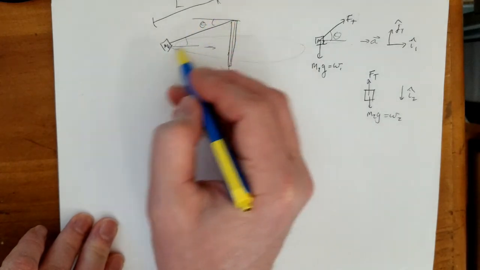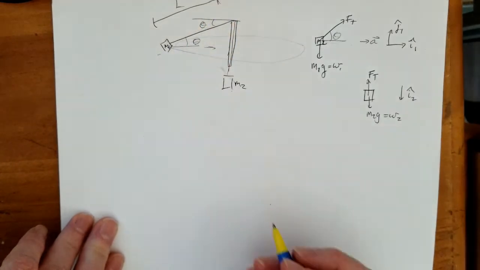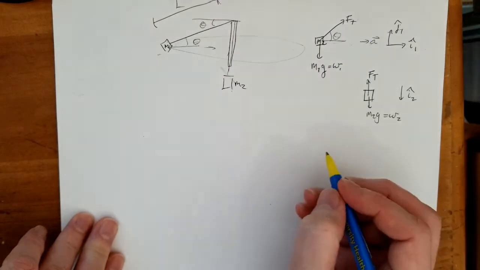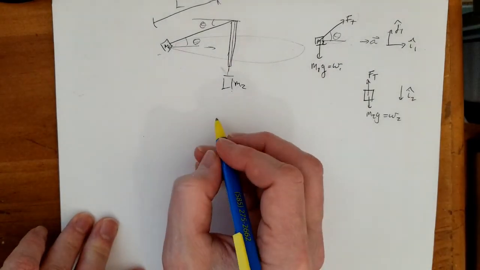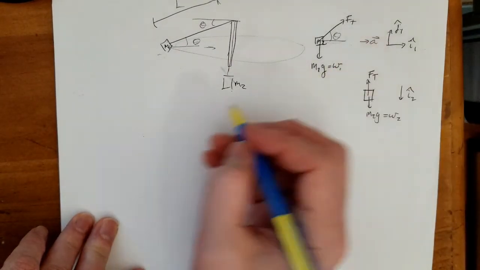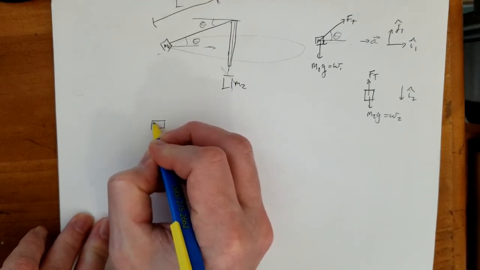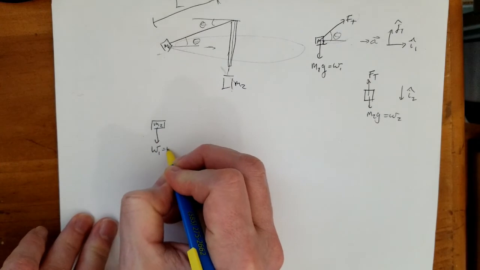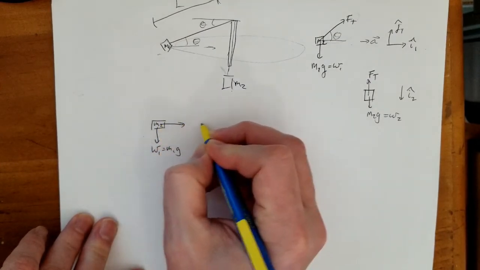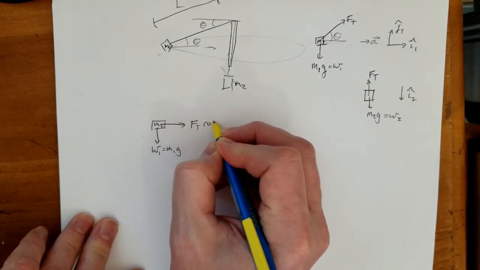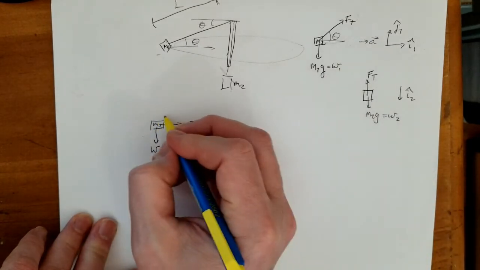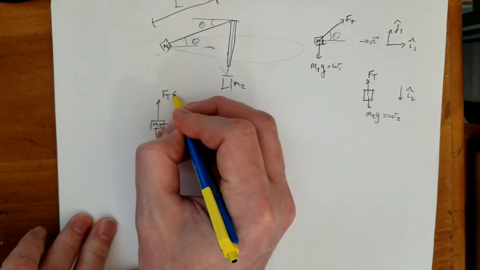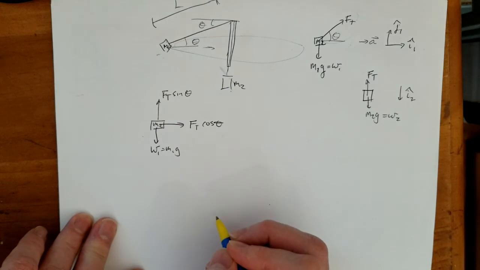Two parallel lines cut by a transversal: alternate interior angles are congruent. So this angle here is theta. And so when I break it up, I've got my mass 2 here. I've got W1, or m1g, acting down. I have Ft cosine theta acting to the right, and Ft sine theta acting up.